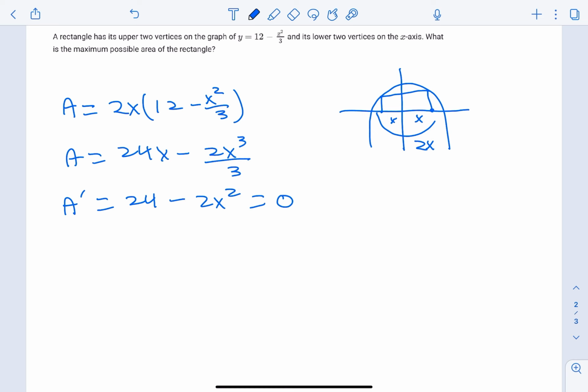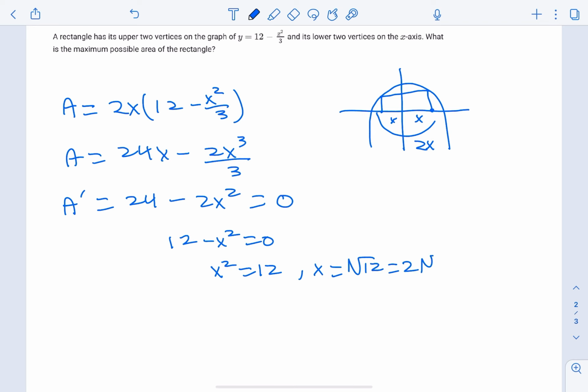And now we can divide both terms by 2, so 12 minus x squared equals 0, and x squared equals 12, so x equals root 12, which is equal to 2 root 3. So now we want to make sure that 2 root 3 is a local maximum, and actually in this case it's going to be an absolute maximum because it's the only critical point.